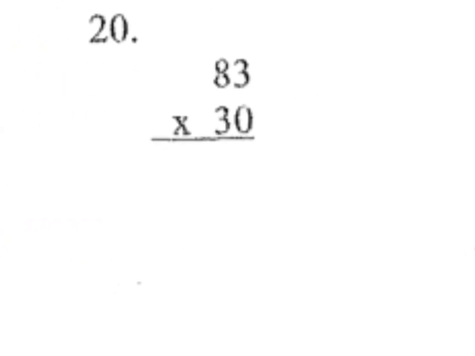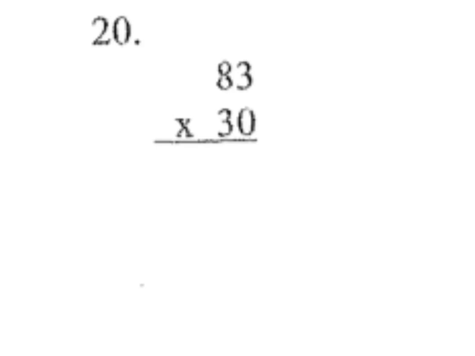And last but not least, 83 times 30. Well, the 0 times 3 is 0, 0 times 8 is 0. So why don't we just leave that place value there as 0. We're done. 3 times 3 is 9. 3 times 8 is 24. 2,490.